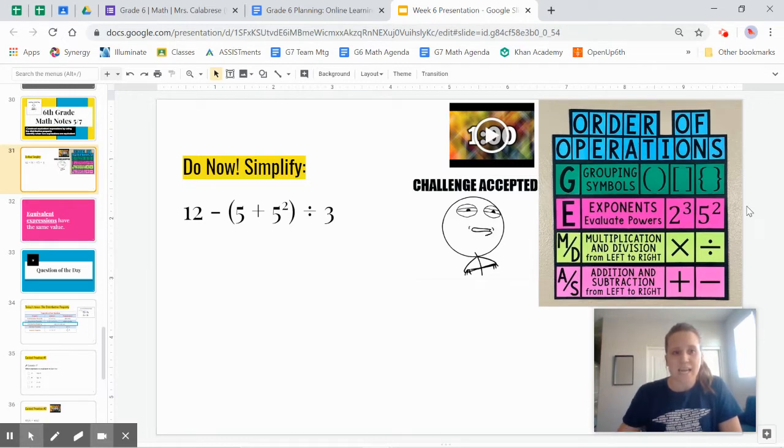This is an expression. I want you to simplify it by following the order of operations. There's a lot of operations in there, so work carefully. 1 minute, go.